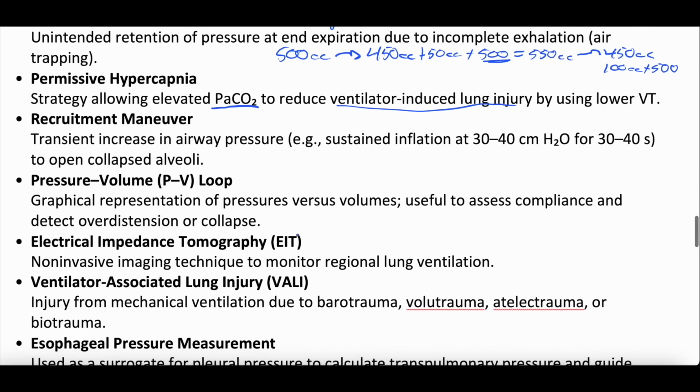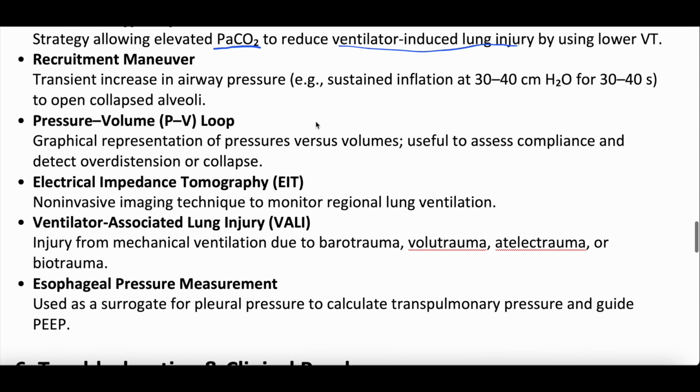Recruitment maneuvers, we don't do these very often anymore. This is the idea where you can transiently increase the airway pressure, right? So increase their inspiratory pressure for a certain amount of time to try to recruit collapsed alveoli. There have been some trials on this, and the trials don't show that it improves outcomes. It actually increases risk for things like pneumothorax and ventilator-induced lung injury, et cetera. Hemodynamic instability was an issue in these studies. So we do not do recruitment maneuvers, at least not typically anymore.